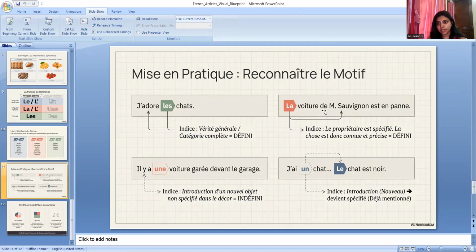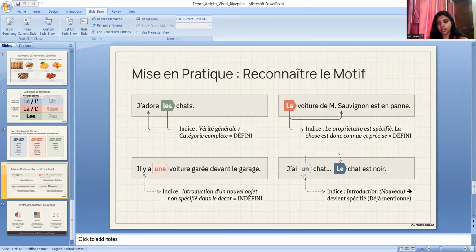But voiture here is feminine, so we'll be using la. Here, les was for plural, so we have used les, but this one is in feminine form, so we'll be using la. Et la propriétaire est spécifiée. La chose est donc connue et précise. Définie. Now, on the other hand, indefinite: il y a une voiture garée devant le garage. Now, introduction de nouvel objet non spécifique dans le dépôt. Now, we know this car for the first time. We have been introduced to this car for the first time, so that's why we are using une here. And you already know that voiture is feminine, so we will be using une.